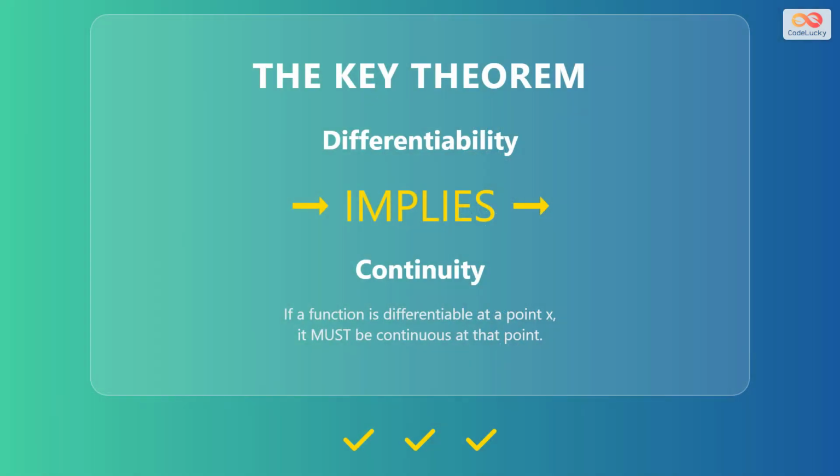Here is the golden rule you need to remember. Differentiability implies continuity. This is a one-way street. If you know a function is differentiable at a point x, you can be 100% certain that it is also continuous at that point. Smoothness guarantees connectedness.